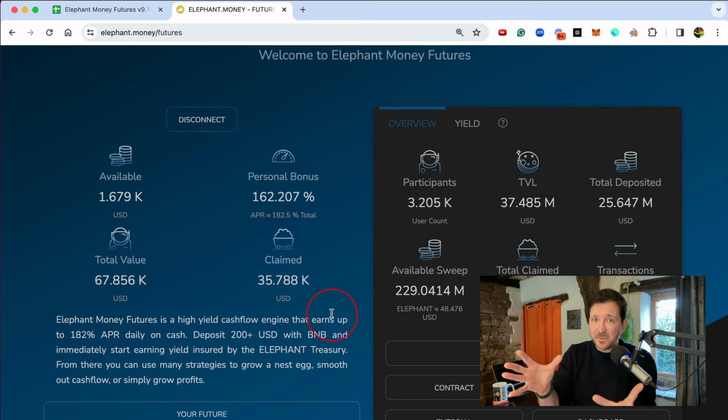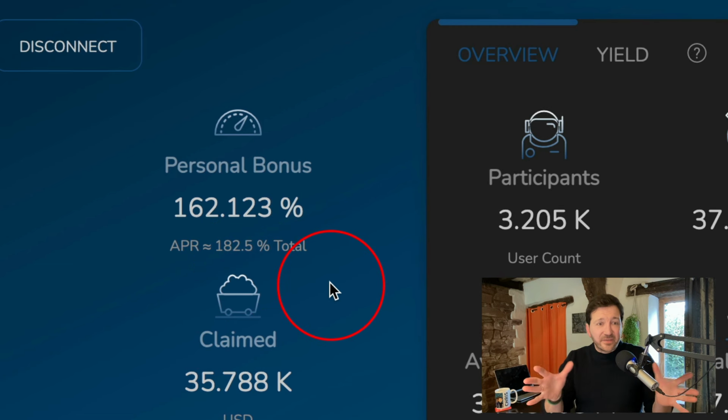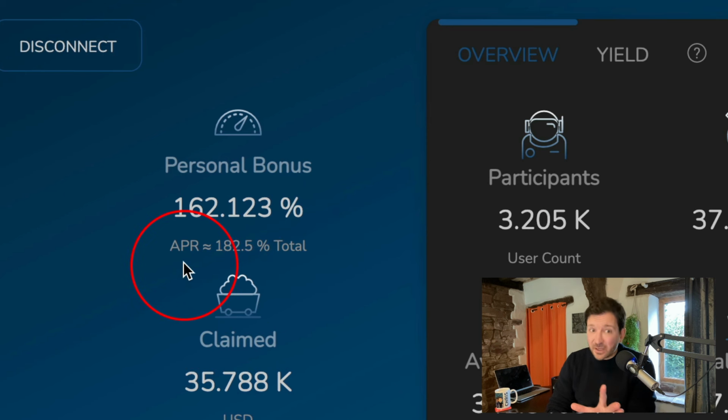Firstly, and arguably most importantly, the APR that you are earning is presented to us here. Now, it's in slightly smaller font, admittedly, but you can see here where it says personal bonus. Forget this figure for a second. This is the figure I want to draw your attention to here in slightly smaller font where it says APR equals 182.5. So that is 0.5% a day. So here, all you need to know is that this is how much we are making in futures.